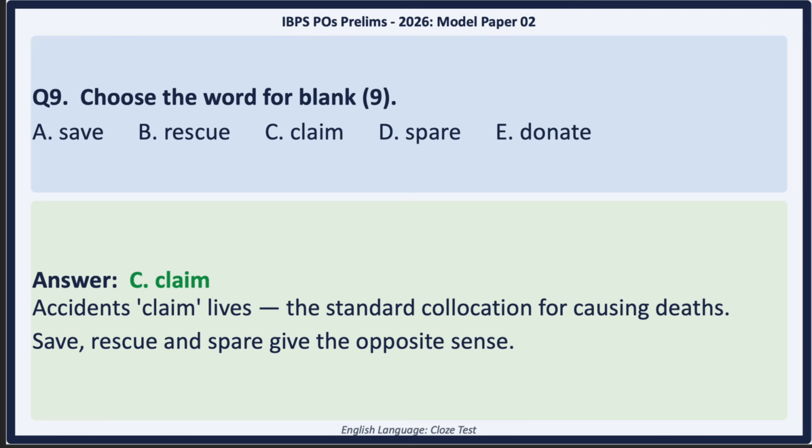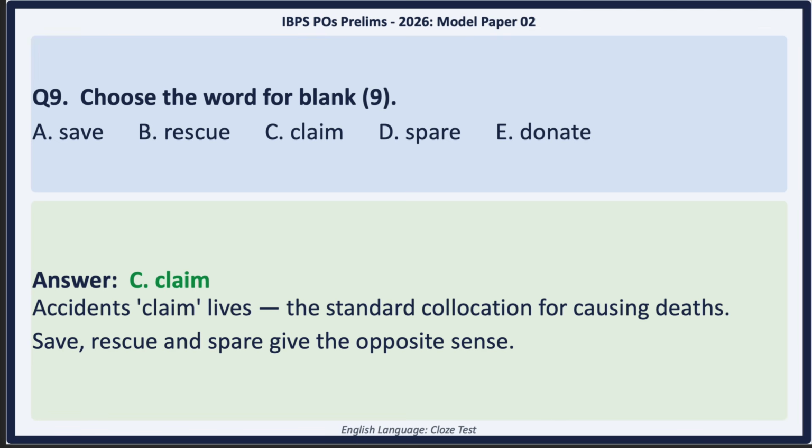Yes. And the correct choice is C, claim. English is full of predictable habitual pairings. Accidents claim lives. It is standard formal English phrasing. So words like save or rescue invert the meaning, obviously. Exactly. And even take lacks the formal collocation strength of claim in this specific syntactic slot.